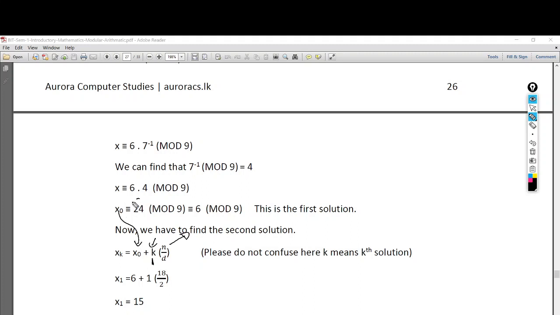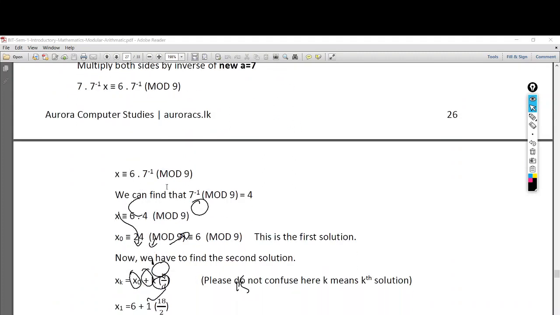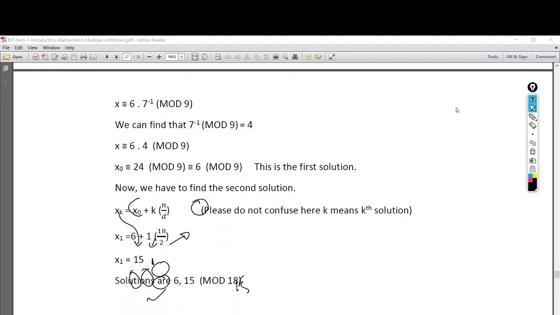Now x0 we found, right? That is 6. Plus we are finding the first solution x1. Therefore k is 1, n is 18, d is 2. Then you just substitute this and calculate, and you get 15. So the answer is 15. I made a small mistake here. This must finally not be mod 9. The final answer must be in mod 18, because originally the question is about mod 18.